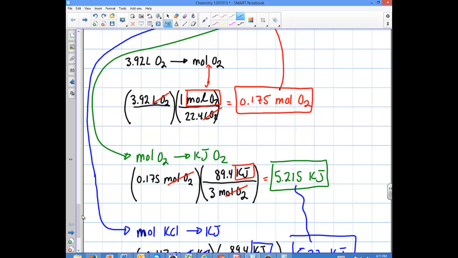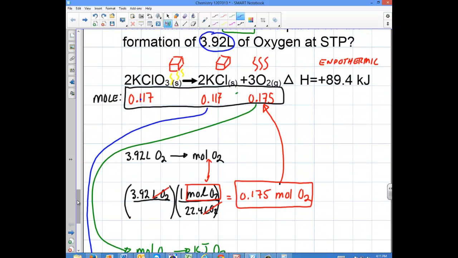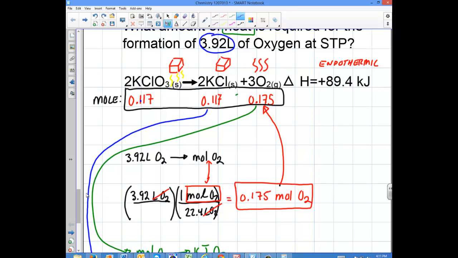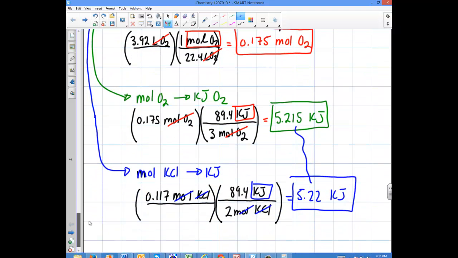And then I said, well, it doesn't matter which one I use, right? I could have used KCl, right? So I knew I had 0.117 moles of KCl, and I just wanted to show you that it's the same, but now the ratio is different. It's 2 for every 2 moles of this, you get this. So I said, okay, 0.117 moles of KCl. For every 2 moles of this, I get 89.4, and I got the exact same answer. So again, it doesn't matter what you do.